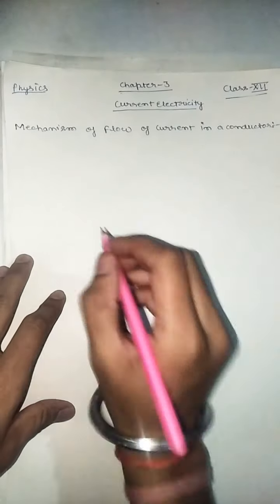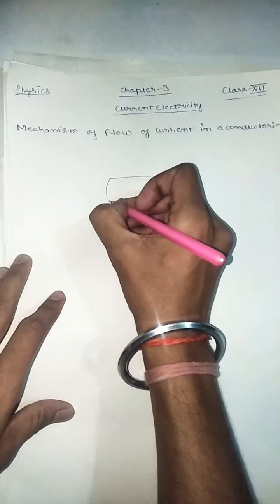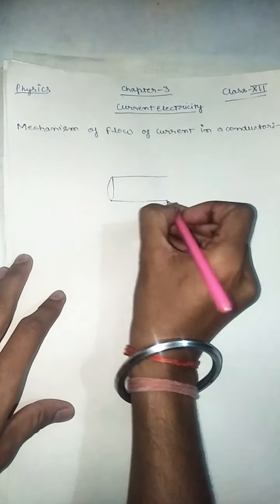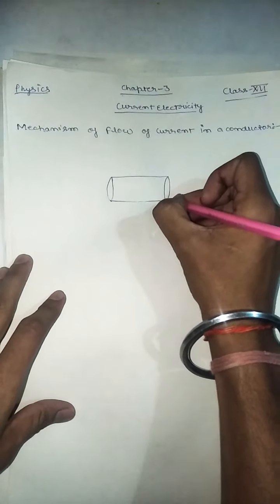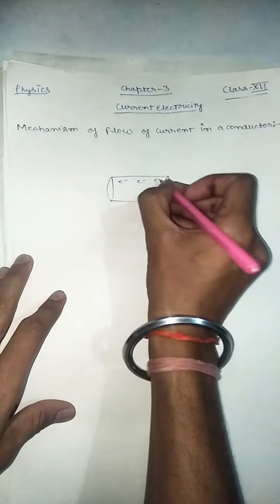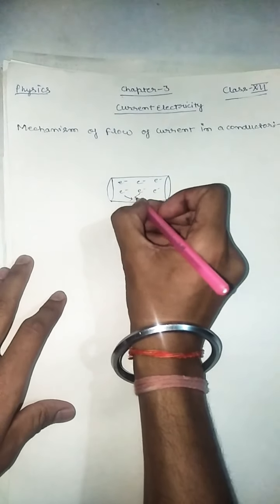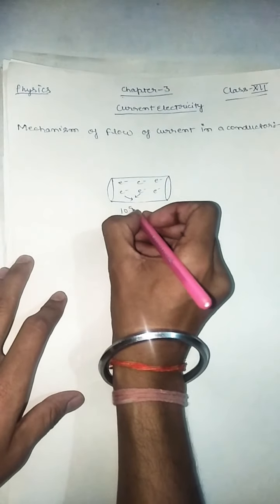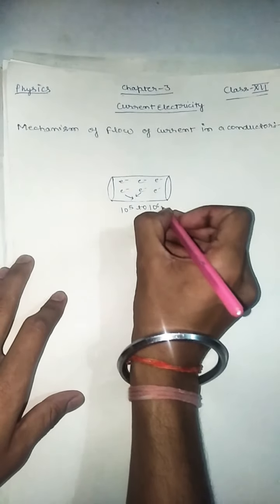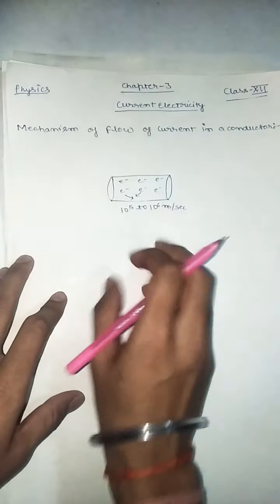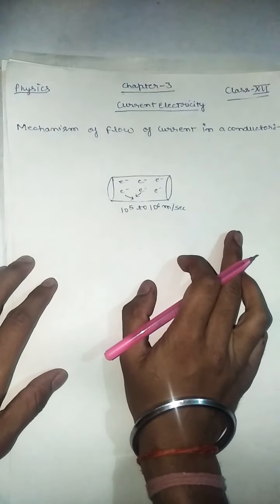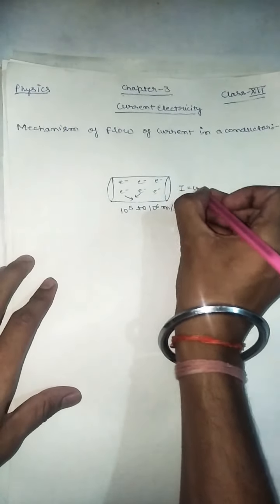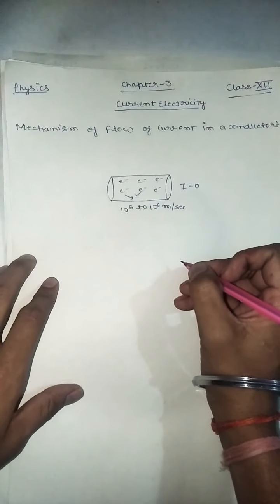So here, let us take a conductor. We know that a conductor is made up of a large number of free electrons. These electrons are free to move here and there. They do random motion and collide with one another, and they move with a speed of 10 to the power 5 to 10 to the power 6 meters per second. It is very rapid, so they collide with one another and cancel the effect of each other. That is why the net current in a conductor remains zero.